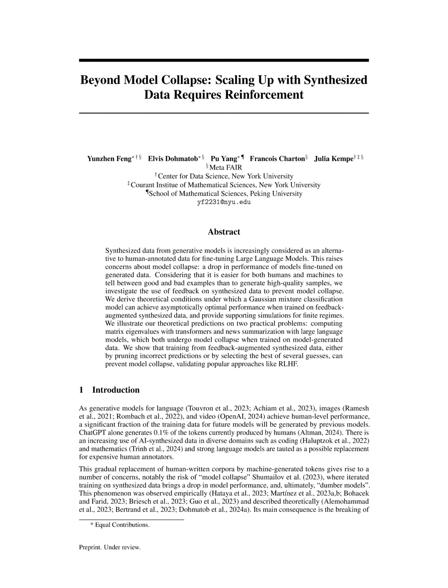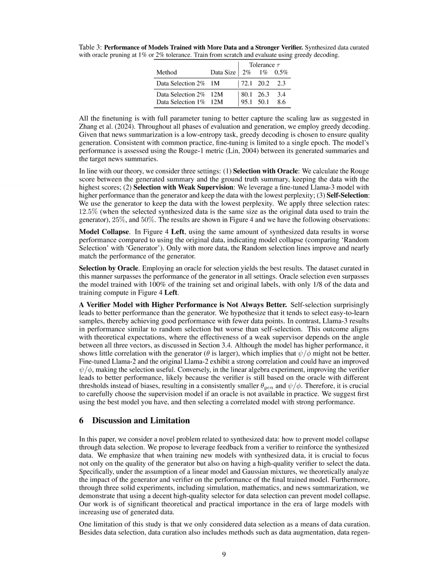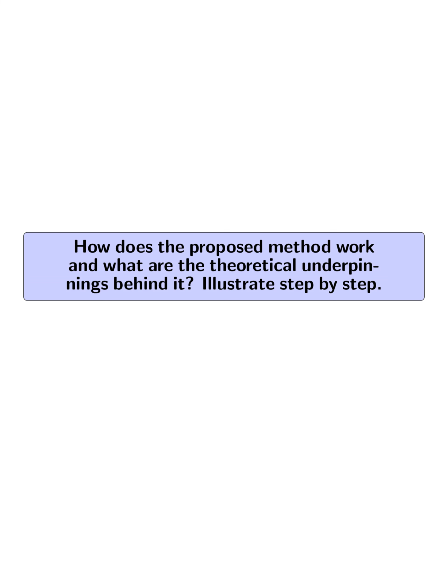The method aims to overcome the risk of model collapse, where training on synthesized data leads to a drop in model performance, ultimately resulting in dumber models. By leveraging feedback from a verifier to reinforce the synthesized data, the paper demonstrates through theoretical analysis and empirical experiments that data selection with a high-quality verifier can prevent model collapse and improve the performance of models trained with synthesized data.